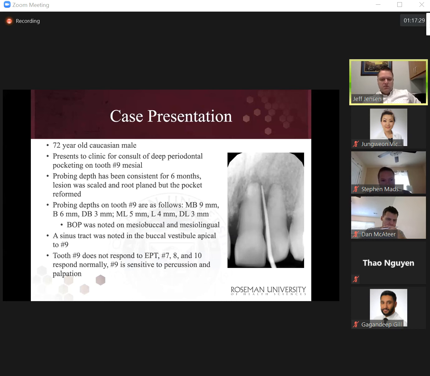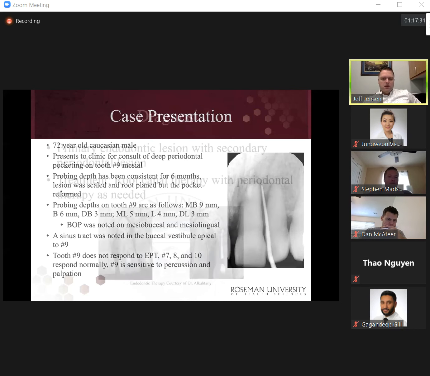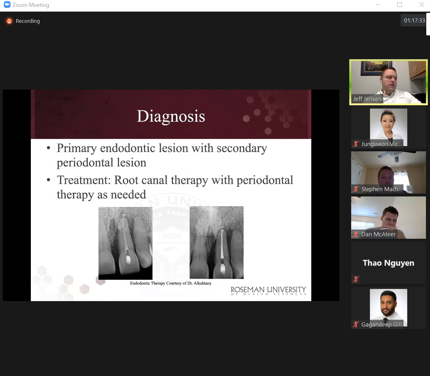So as I probe that, to me that's a broad pocket, just going back to what we talked about earlier. What they did, she diagnosed it as a primary endo with secondary perio. But again, it's hard to tell what might have come first because we don't really know, right? However, our treatment's going to be similar.